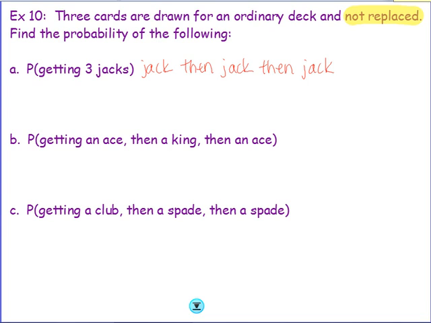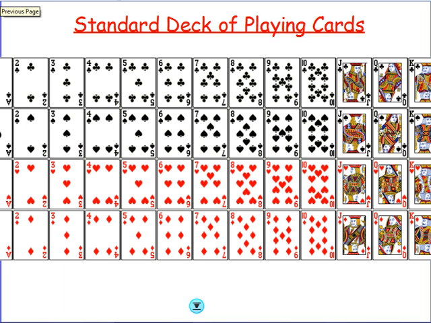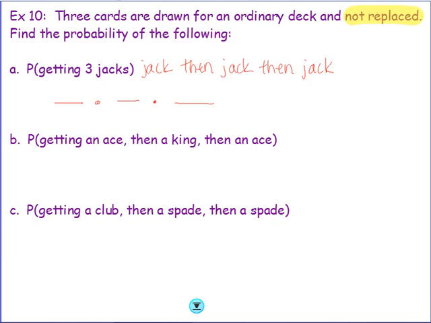So we're going to be using our deck of cards again. Notice the word then. If you look through all 3 of these examples, we have the word then. We are multiplying. Now your calculator is not going to like this as much because we're going to get some big numbers. We have 3 fractions that are being multiplied. Let's start with a jack. As you can see, we have 1, 2, 3, 4 jacks in our deck out of 52 cards.